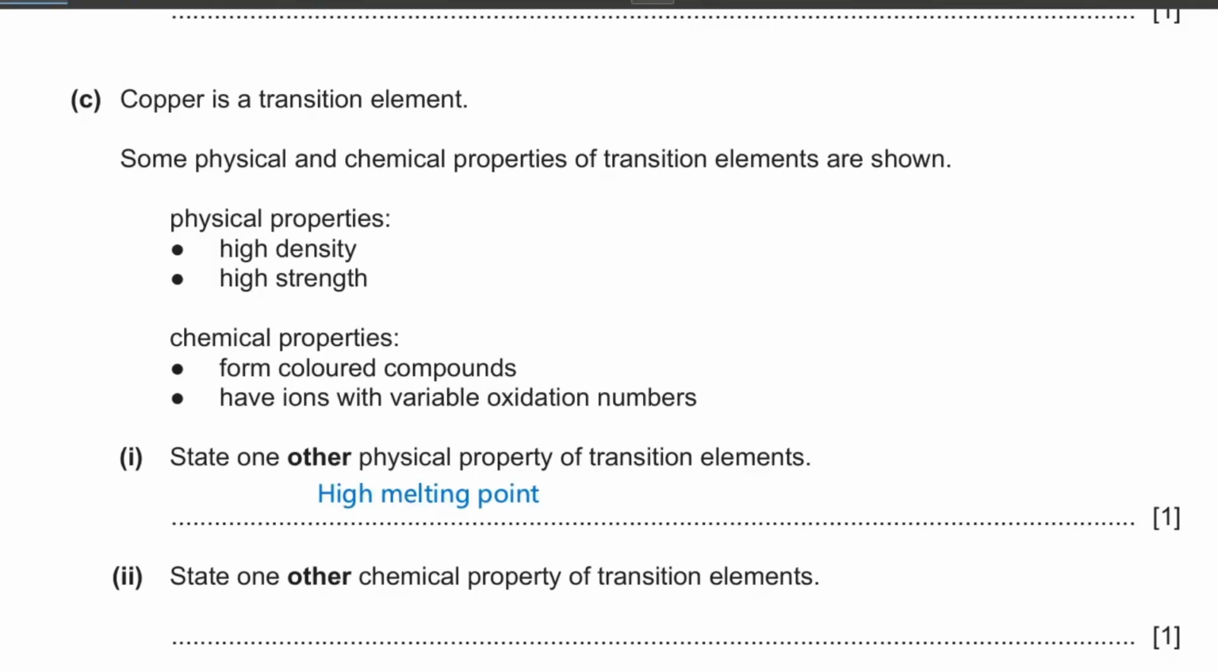Next question, state one other chemical property of transition element. So same thing, we are mentioning another property apart from the two that have been mentioned. Other chemical property is they act as catalyst.